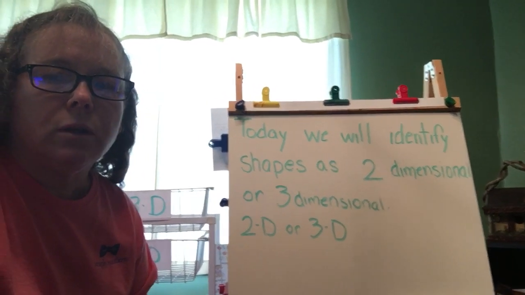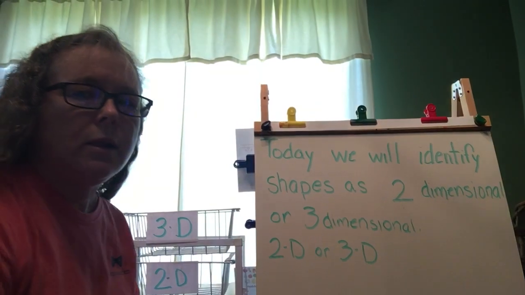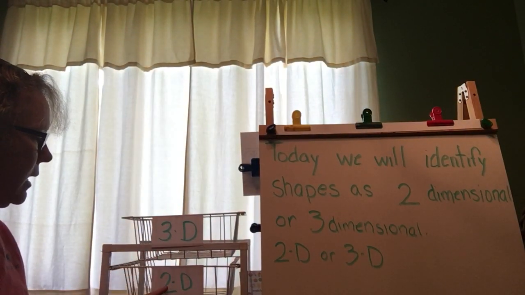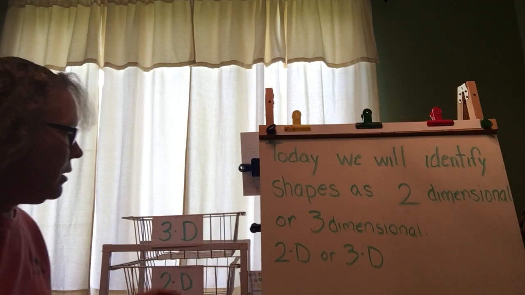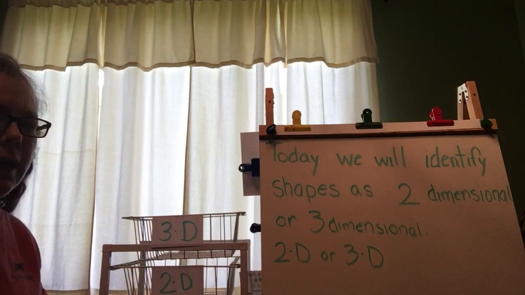I'm going to go through some of those things and we are going to sort them into two-dimensional and three-dimensional. Miss Thompson just made two baskets behind her. So I'm going to scoot over a little bit so that you can see the 3D basket and the 2D basket. Remember, 3D is solid, 2D is flat.